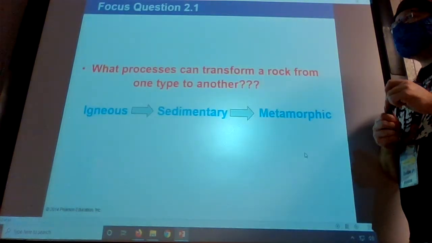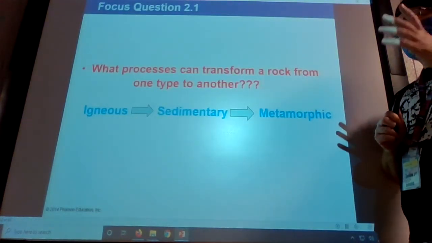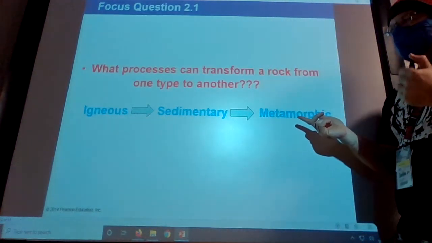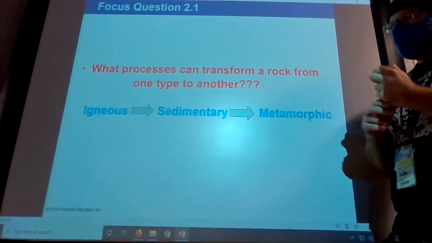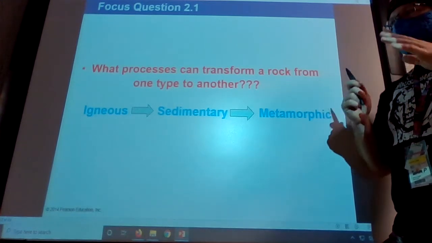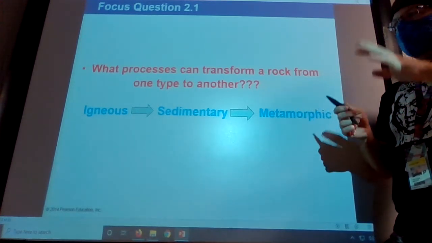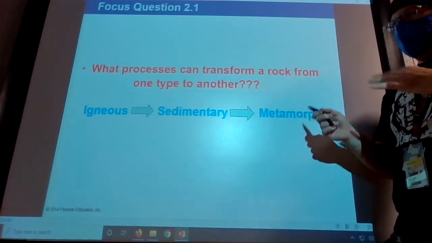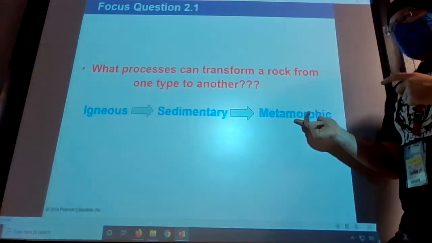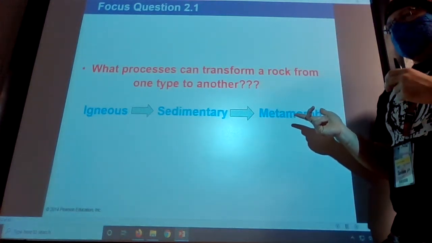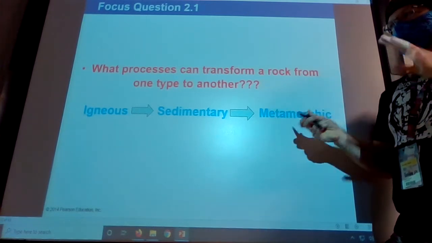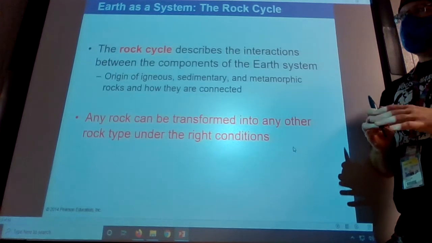So, what processes can transform a rock from one type to another? So these are the 3 different types of rocks: igneous, sedimentary, metamorphic. We will get to these, but this is the main question that we want to answer: what makes a rock an igneous rock, what makes it a sedimentary, what makes it a metamorphic, and how do they go back and forth between these. This is maybe not the best visualization of the rock cycle because it's just linear, and the rock cycle is actually very, very complicated. So you'll see that in a different slide.